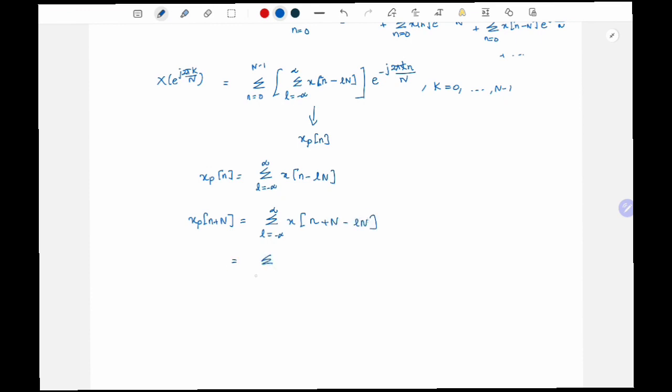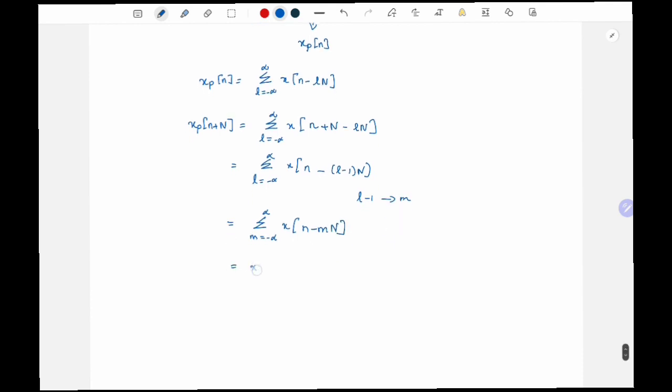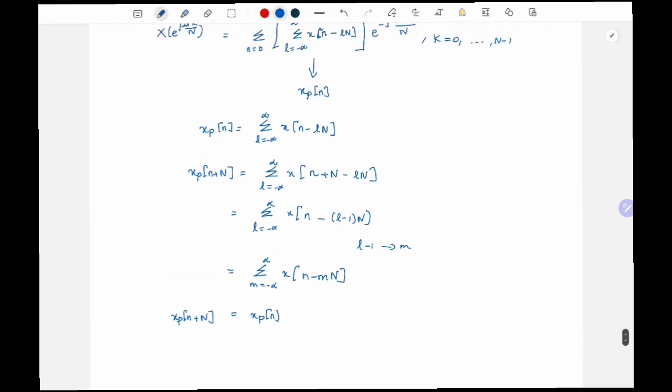So now I can actually take N common and I'll have n minus L minus 1 into N. So I can replace L minus 1 with some k or some other variable m. And the summation, since it is going from minus infinity to infinity, will remain the same. So m equal to minus infinity to infinity x of n minus m into N. But this is nothing but my xp of n itself. So my xp of n is going to be periodic. So xp of n given by this thing is going to be periodic in n.